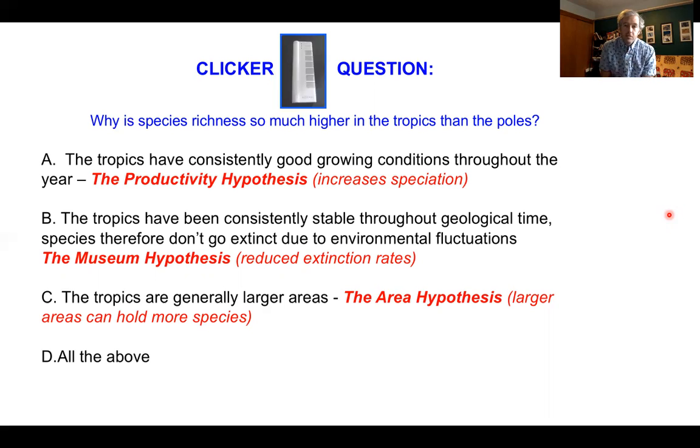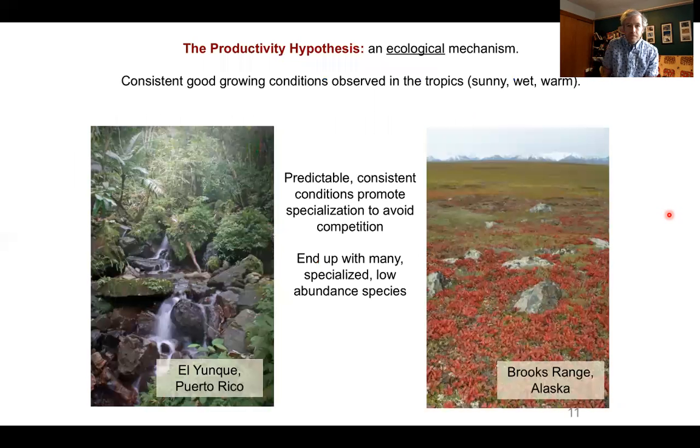We're going to talk about this in great depth in one of the subsequent lectures in the theory of island biogeography. But generally, no matter where you are, there's this general pattern that's observed where in larger areas you get more species. So the answer was D, all the above. So let's go through them just a little bit.